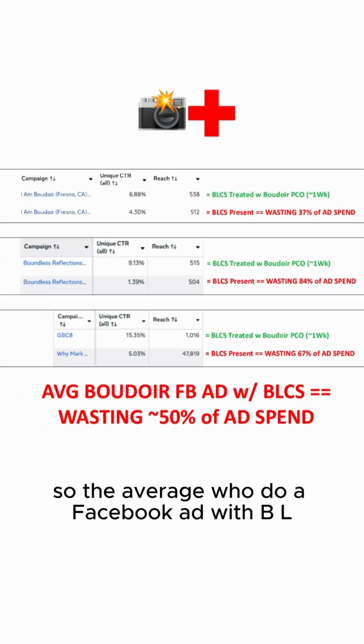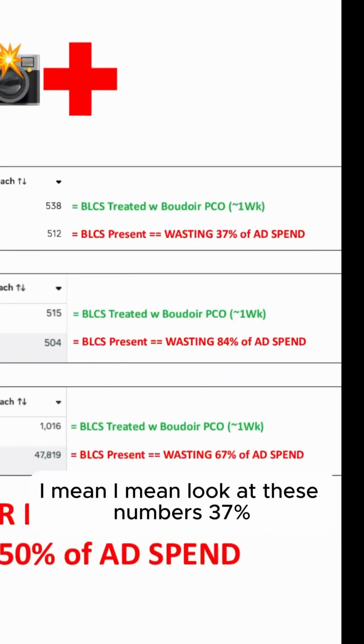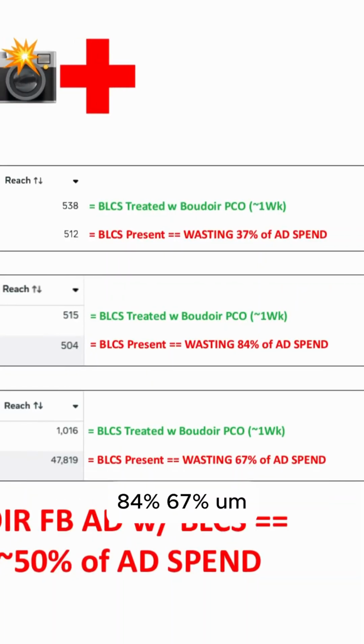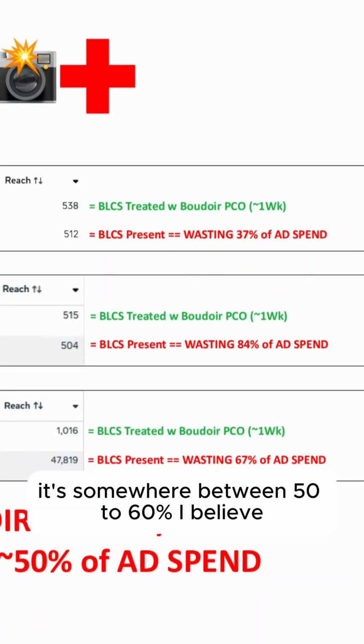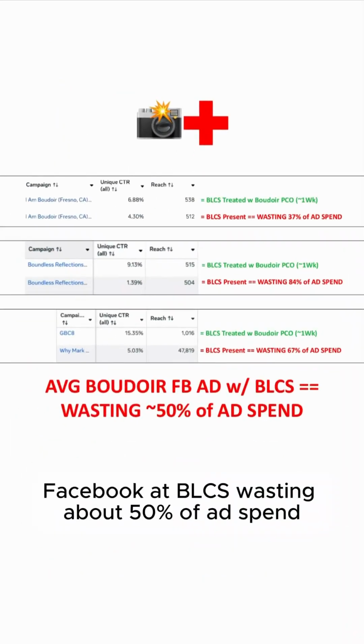So the average Boudoir Facebook ad with BLCS is wasting approximately 50% of ad spend. Literally, I mean, look at these numbers: 37%, 84%, 67%. Just take the average of those. It's somewhere between 50 to 60%, I believe. So a Boudoir Facebook ad with BLCS wastes about 50% of ad spend.